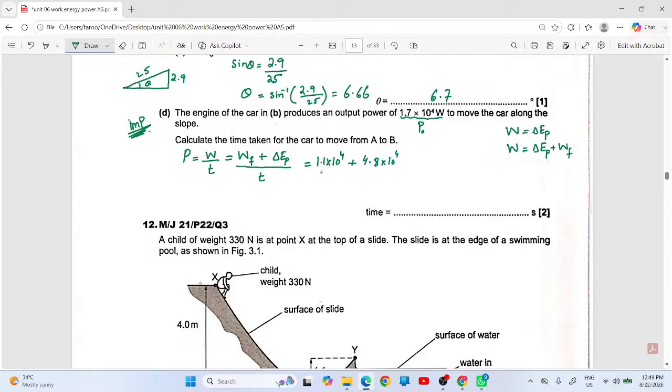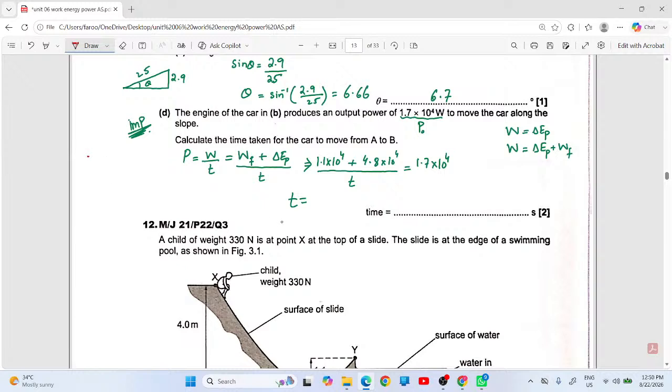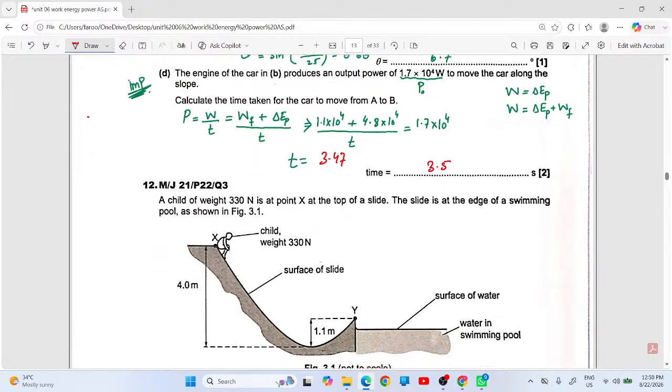Power 4 divided by the time. So we have to find the time. Power is given. The time is 3.43 seconds. This was important.